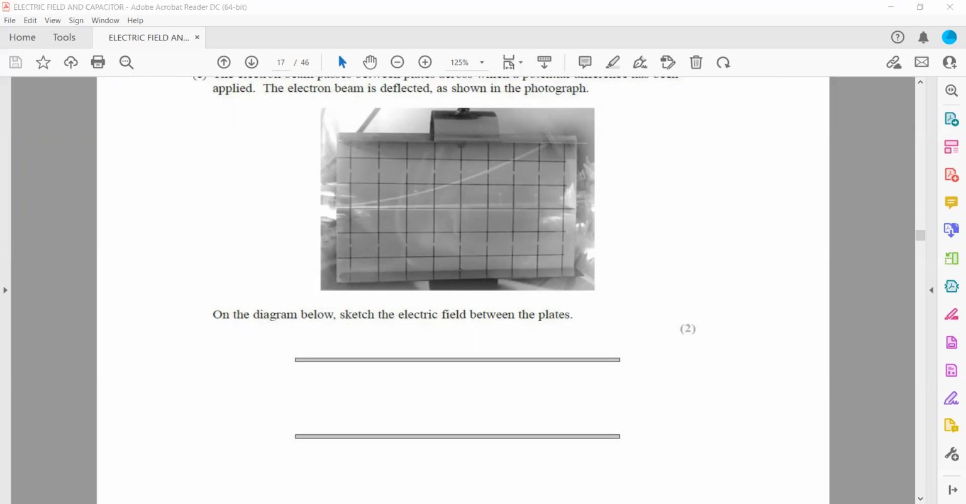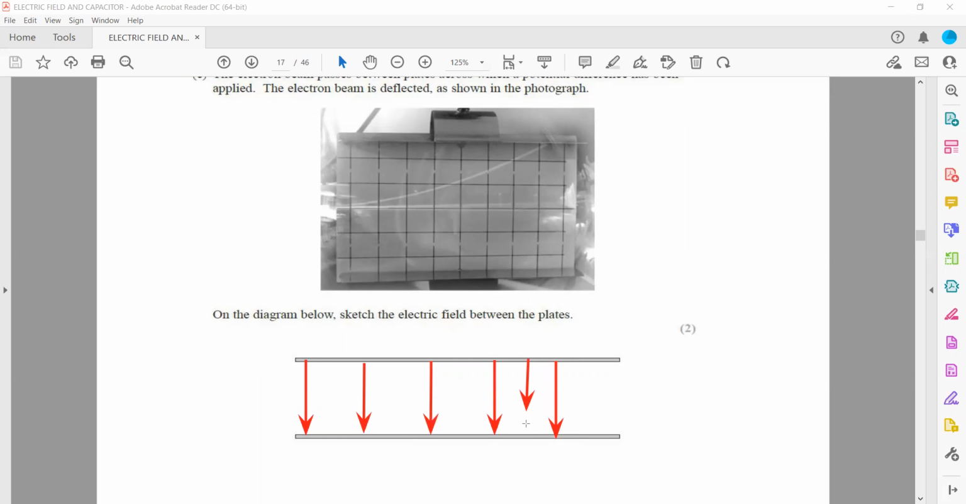So which of the plates is the positive plate? As the electrons are going up, the top is the positive plate and the bottom is the negative plate. We don't have to write a sign, but we have to draw the electric field. Electric field lines, remember, go from positive to negative. Between two parallel plates the electric field is constant, so we should draw the lines equally spaced.